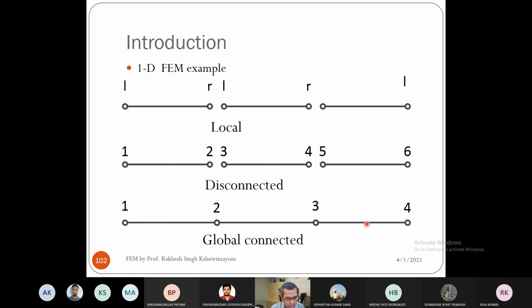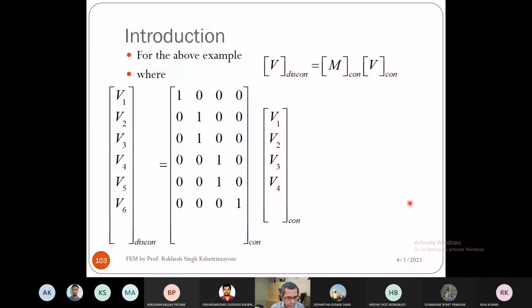So let's say B1 of the local node should be equal to B1 of the global node. B2 and B3 of the local node numbering should be equal to B2 of the global node numbering. B4 and B5 of the local node numbering should be equal to B3 of the global node numbering, and B6 of the local node numbering should be equal to B4 of the global node numbering. So this is a relation.